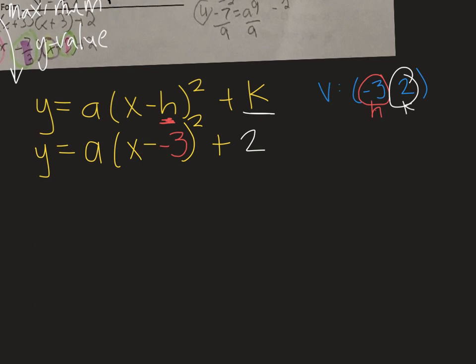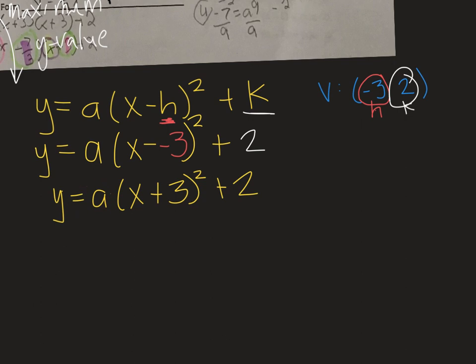So before I circle it and say I'm done, I want you to pay attention right here. Two negatives make a positive. So we'll just rewrite it. Y equals a times x plus 3 squared plus 2. Now we still have a problem, right? I still don't know what a is. But I have an equation. And if I have an equation, I have a way to solve variables.